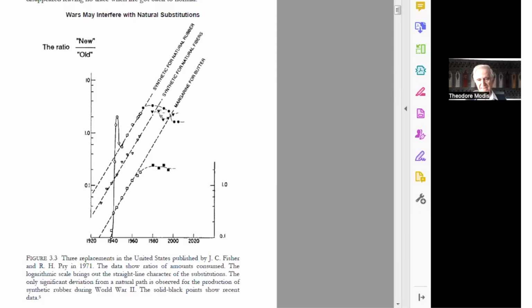So the black points are my updates. Fisher and Pry only published the white points. This is a graph I borrowed from their publication. And their data stopped here, and I updated with later data, and we see deviations from these S-curves everywhere, just because these S-curves are approaching the top of the ceiling. S-curves have deviations early on and late.